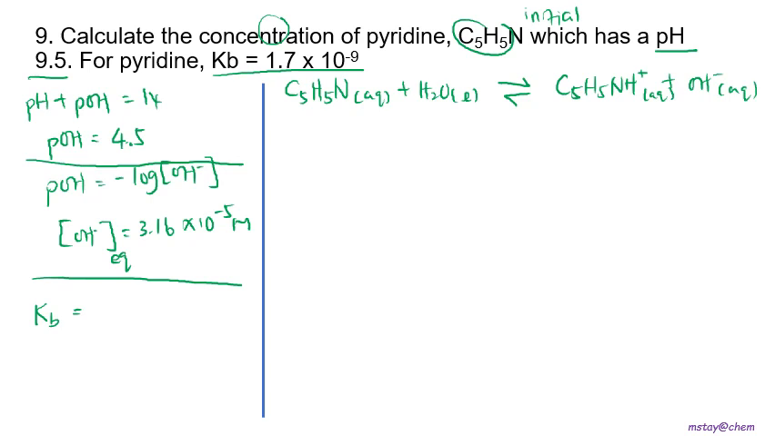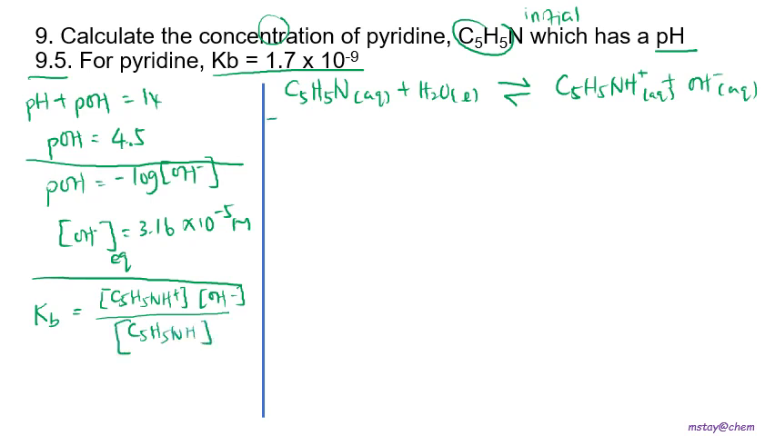So from here, we know that the Kb value is the concentration of C5H5NH+ multiplied by the concentration of OH- over the concentration of C5H5N.